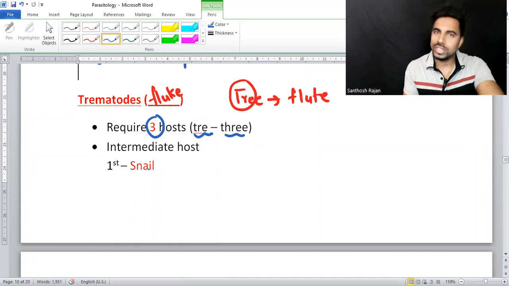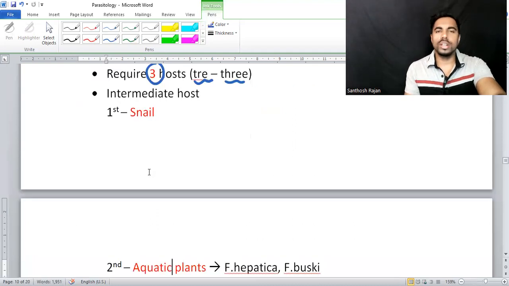Okay, the definite host is always man in most of the cases, except HMT. I gave you a clue, and I will discuss it again later. Except for HMT, in all of them man is the definite host. So now, what are the two intermediate hosts?